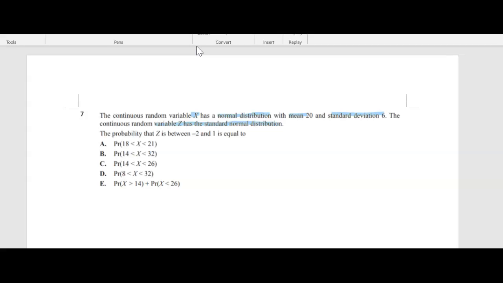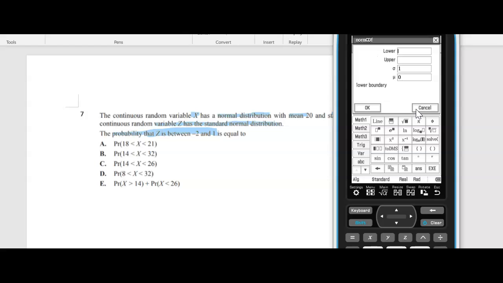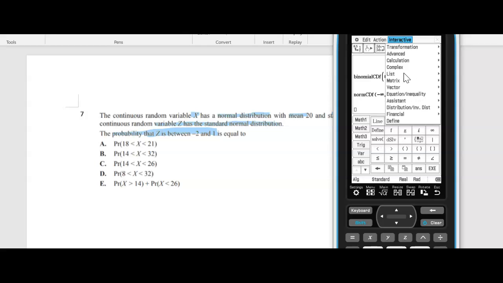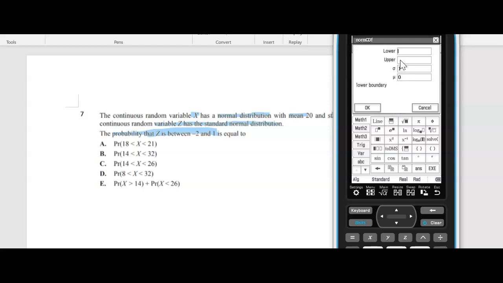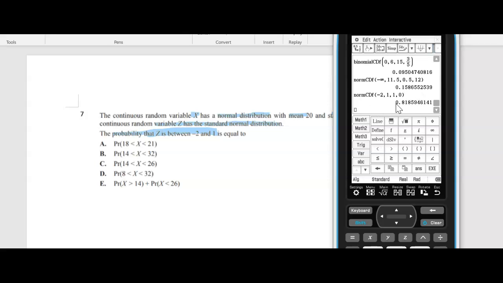Now, we can work out the probability that Z is between -2 and 1 on our calculator. So I'm going to go ahead and do that. Interactive, continuous, and we just want normal CDF. So our lower limit is -2, our upper limit is 1. For a standard normal distribution, your standard deviation is 1 and your mean is 0. So there's our probability there for the standard normal.